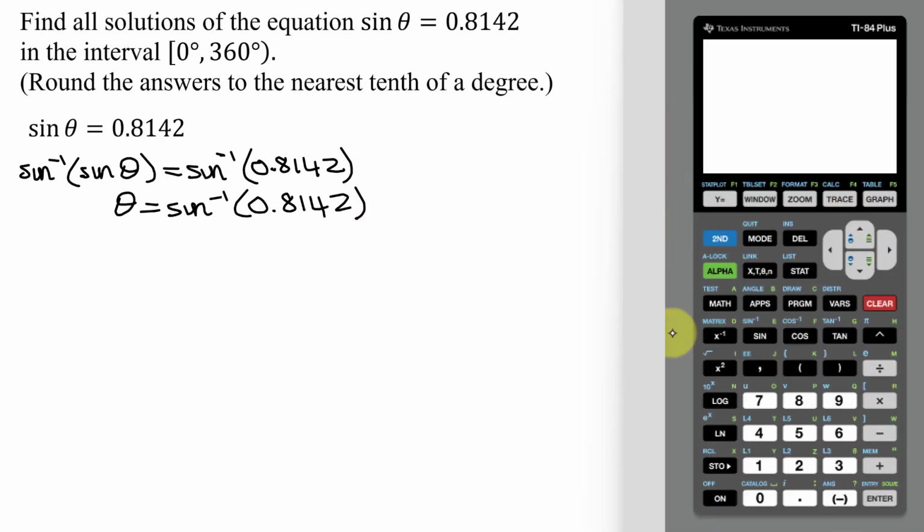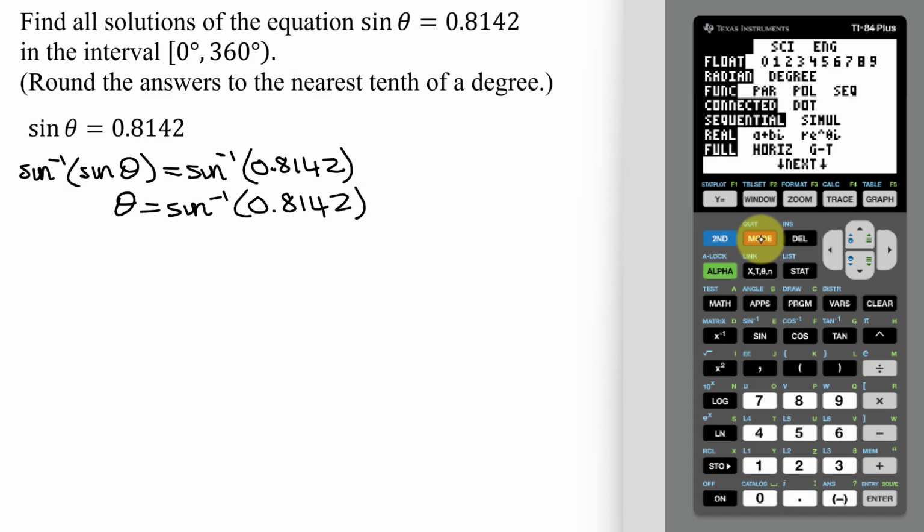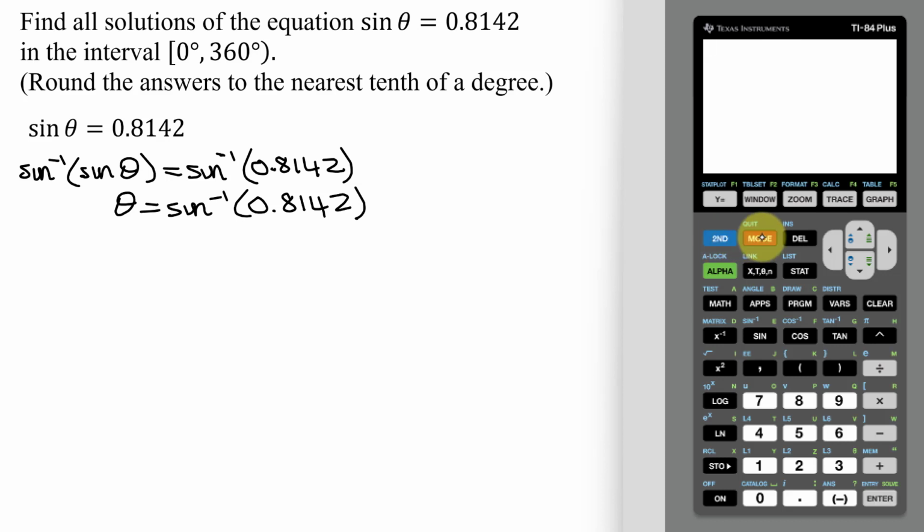So now I need my calculator. Here is my calculator. It's a TI-84 Plus. The first thing I need to do is make sure I'm in degrees. So look at the mode. Currently, radians is highlighted, so I need to scroll down over, hit enter. Now degrees is highlighted, so I need to quit, so hit second mode. So now I'm in degrees.